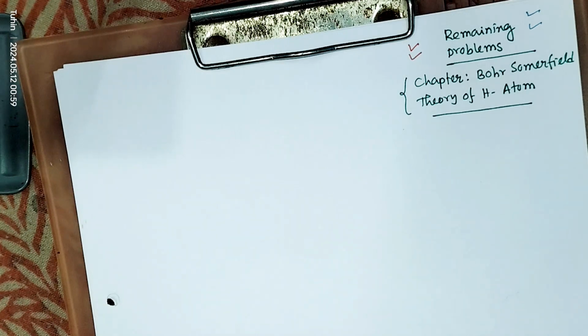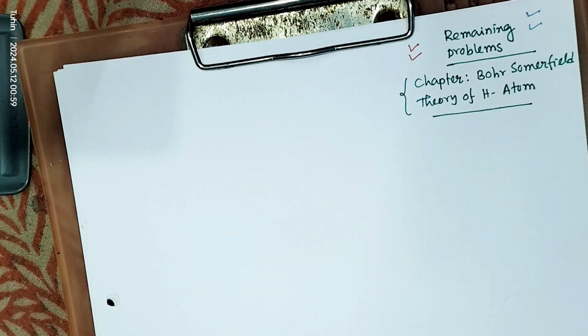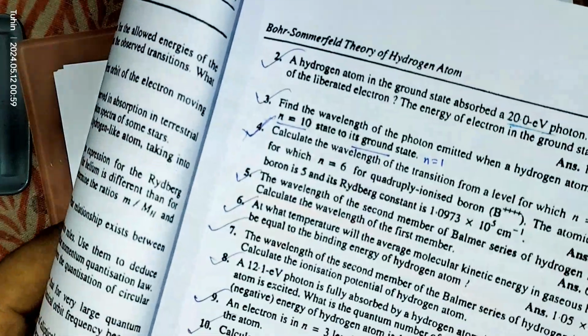Okay, today I am going to solve the remaining problems of chapter 1, chapter 2 exercise, Bohr-Sommerfeld theory of hydrogen atom. Okay, fine. So I have already started. The video is already published, so go and check. And today I will solve the remaining problems. So now check the first problem.